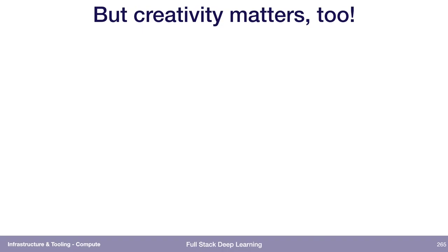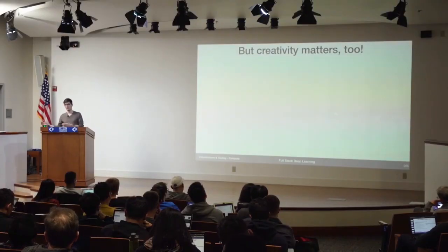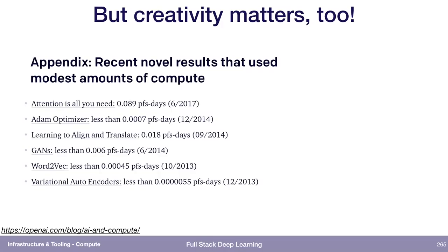So if you have more compute, you should be able to train better models. That is true. But creativity also matters. And there's an appendix to that post, which lists recent novel results that used only modest amounts of compute. And there are very seminal papers here too, like Attention Is All You Need. That was used for sequence models, which traditionally used LSTMs and models like that, which are very computationally expensive. But Attention Is All You Need, the transformer architecture, is just matrix multiplies, which is actually less computationally expensive, and you can train much faster with that architecture.